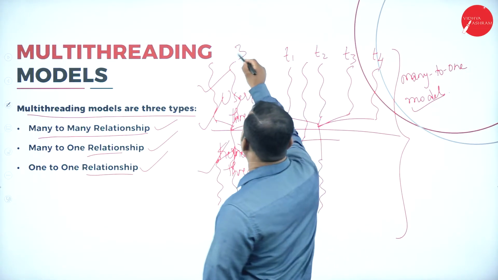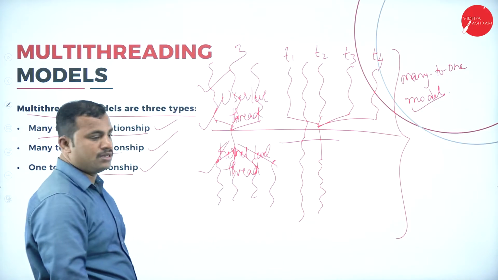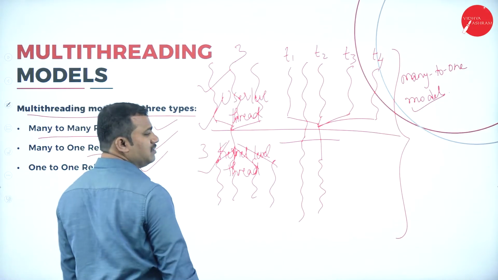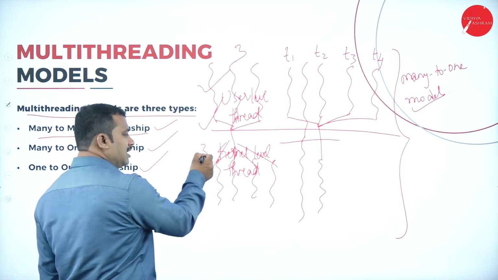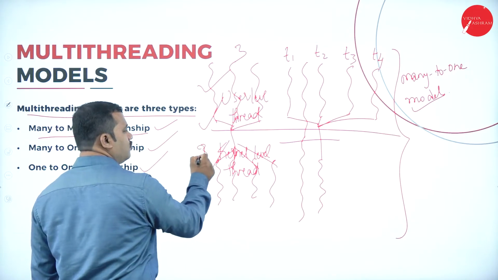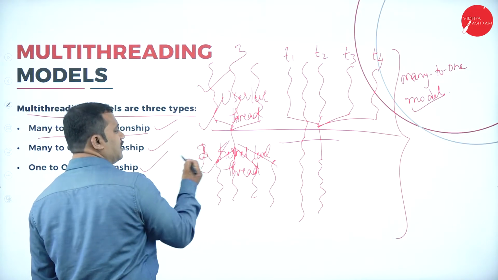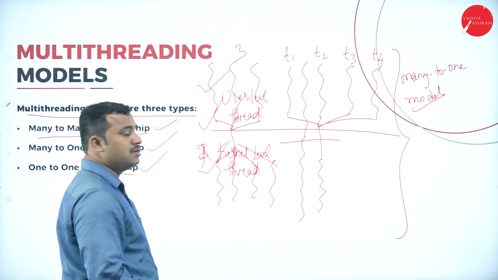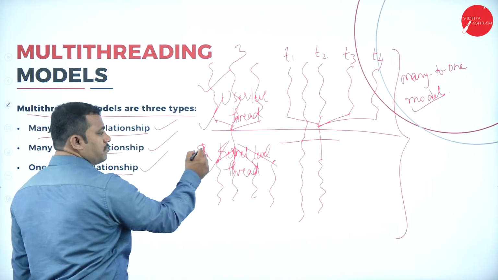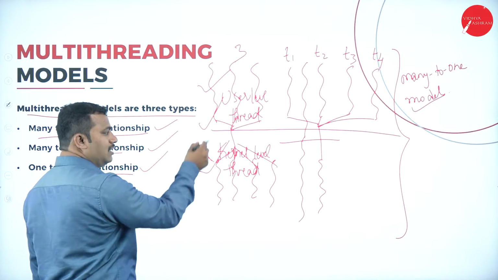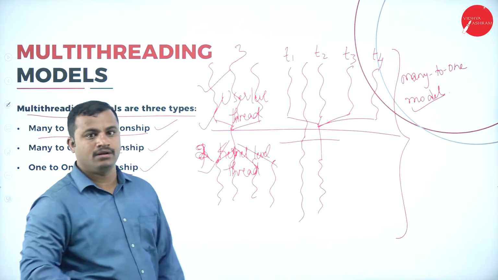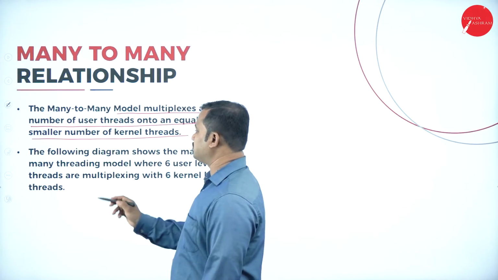Suppose if there are 3 threads in this user space, we can have 3 threads in the kernel space, or we can have 2 threads in the kernel space, or 1 thread in the kernel space. Then it becomes many-to-one model. Suppose if 3 to 2, then it becomes many-to-many model. So that is what is going to be explained here.